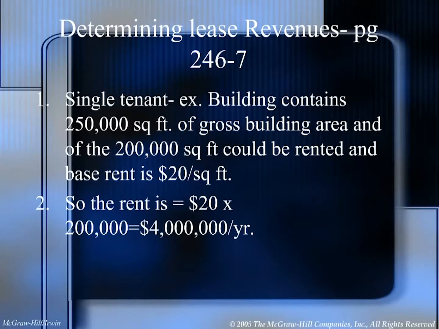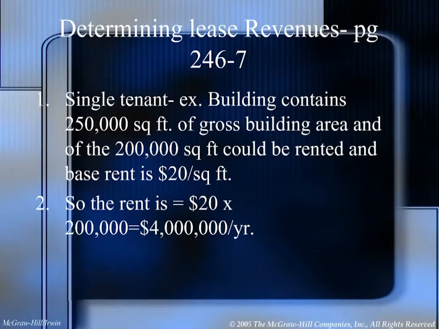There are also aspects of determining the lease based off the total available square feet in the building. So, for example, if you had a single tenant in a building that has 250 square feet of gross building area, and 200 square feet of that can be rented and used, and we say the base rent is $20 per square foot, the rent would be $20 per square foot times the 200 that you could rent out, bringing in $4 million a year.